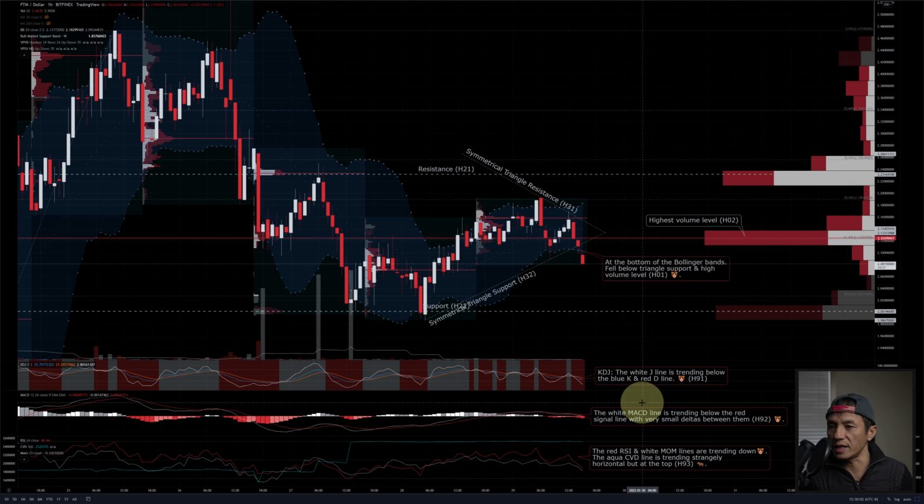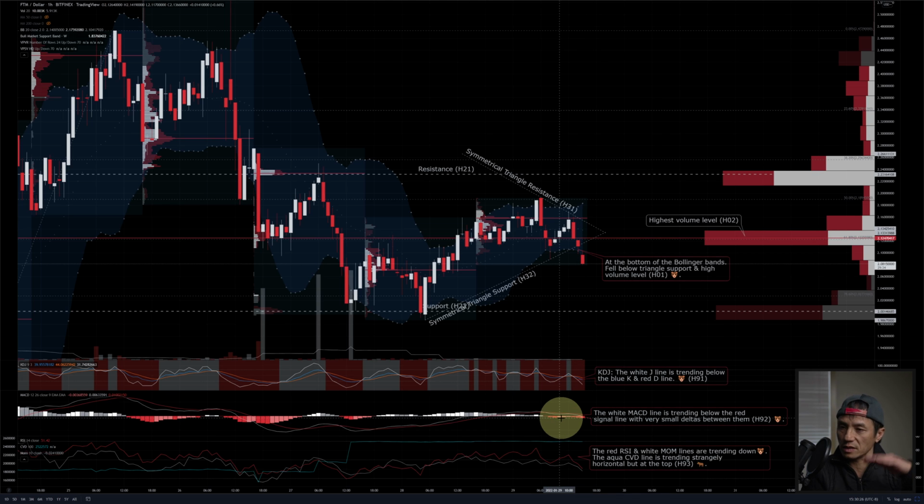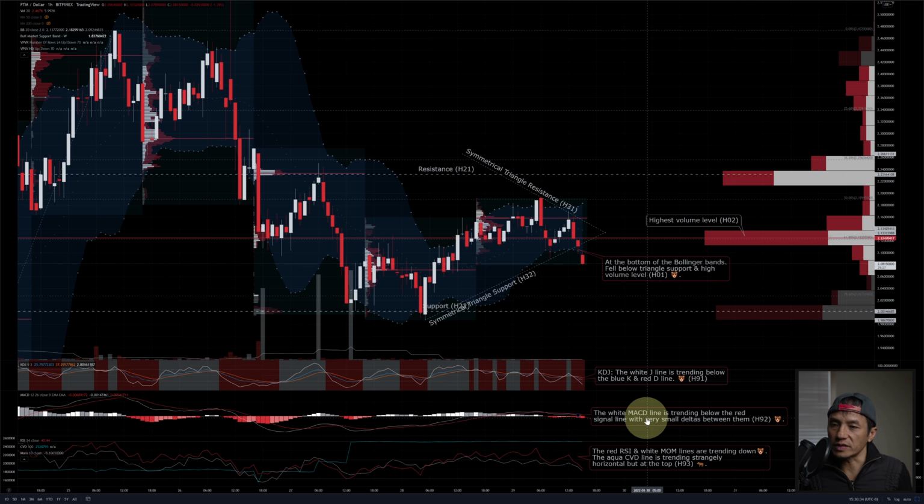Let's go down to the KDJ, some indicators down here. For the KDJ, the white J line is trending below the blue K and the red D line, and all three of them are fanning downward. That's very bearish. The white MACD line is trending below the red signal line, but the delta between them, if you subtract the space in between them, is so tiny that even though it's more bearish, the delta between them is really short.